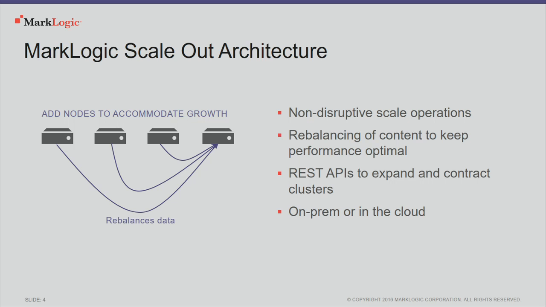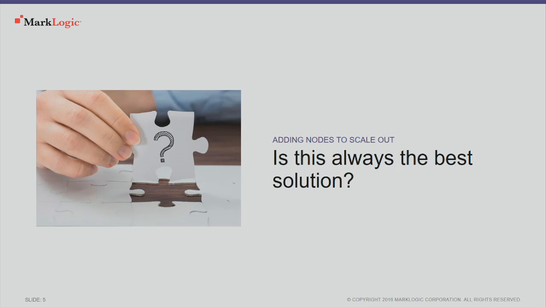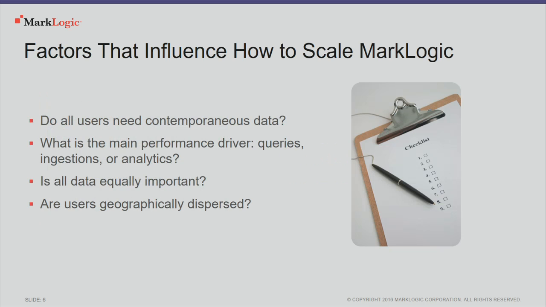But the question that I want to answer today is: is just adding a node the best solution for all use cases? And to answer this question, I have a few things to keep in mind. The first is about users, what they need in terms of contemporaneous information. And by contemporaneous, I mean you just inserted one document to the database. Do all users need to see that document immediately in all queries that they are doing? If some users can tolerate being a few seconds behind, we'll talk about alternatives and how you could scale.